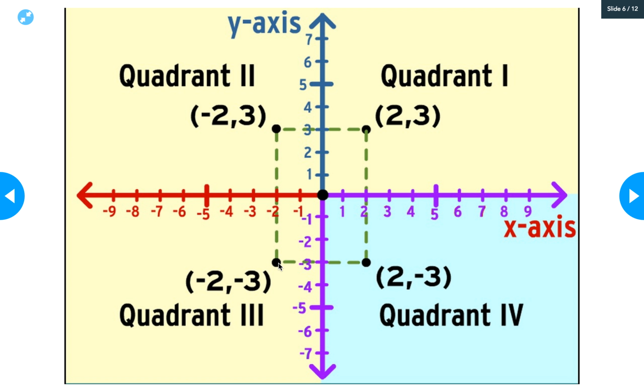If we head on down, you can see that if we have a negative x value and a negative y value, you're going to end up in quadrant 3, like this point, which is (-2, -3). And lastly, we have quadrant 4. Quadrant 4 contains all points that have positive x values and negative y values. For example, this point right here, (2, -3). As you can see, the quadrants 1, 2, 3, and 4, we write them with Roman numerals.